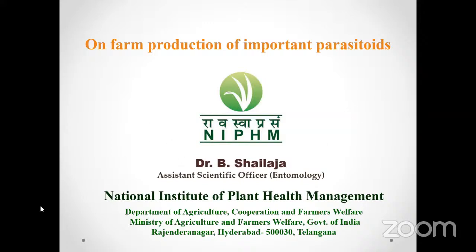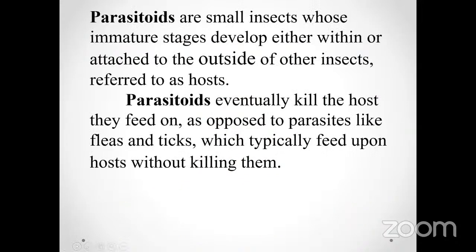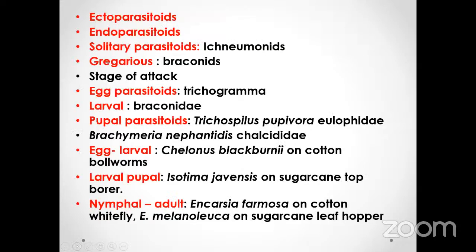I will brief about important parasitoids that can be mass produced very easily at farmers level and at laboratory level. Many of us know what a parasitoid is and the different types of parasitoids available. Parasitoids are insects that use the host insect's stage, either egg stage, larval stage or pupal stage, for completing their life cycle. Meanwhile, the internal body content is used for their development and the host is killed.